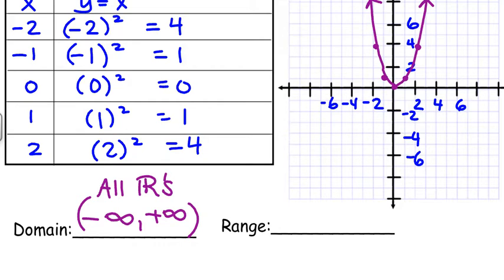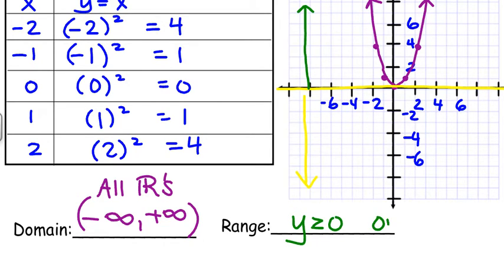Now the range. The range is your y value. So think about this as a horizontal line. Notice that down below here on the y's and the negative, it doesn't exist. It only exists from y equaling 0 to infinity. So you can write this a few different ways. Y is greater than or equal to 0, or as an interval notation, from 0 to +infinity.